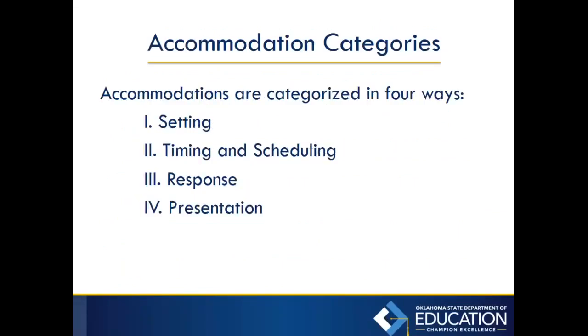Don't just remove them from the IEP though. Make sure you're having those meetings, having those conversations. Accommodation categories, we usually see 4 categories: setting, timing and scheduling, response, and presentation. A student may need 1 of each, 2 of each. They may need more than 1 in each of these. It just really depends on the student and his or her needs.